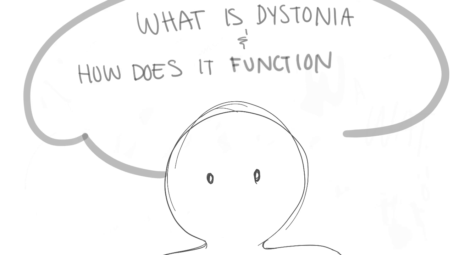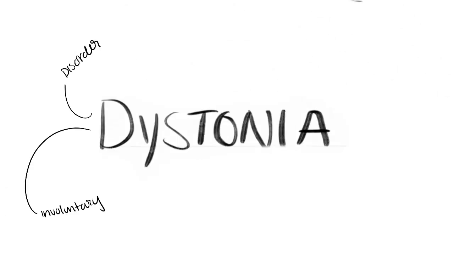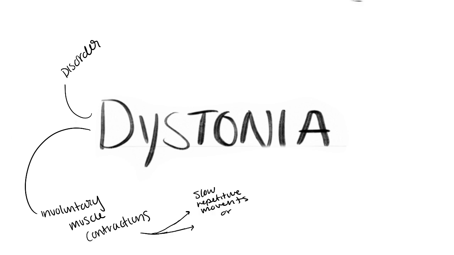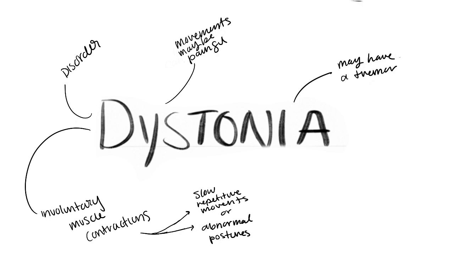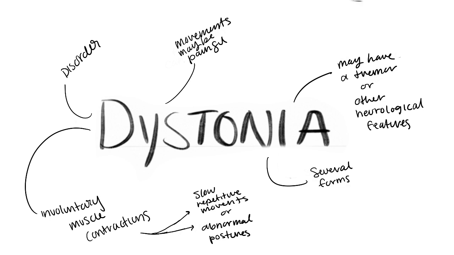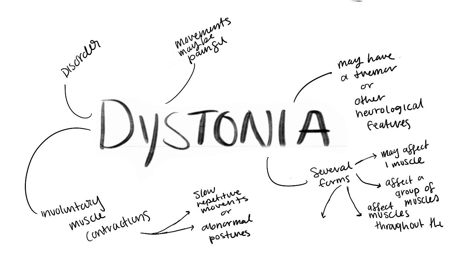What is dystonia and how does it function? Dystonia is a disorder characterized by involuntary muscle contractions that cause slow, repetitive movements or abnormal postures. The movements may be painful, and some individuals with dystonia may have a tremor or other neurological features. There are several different forms of dystonia that may affect only one muscle, groups of muscles, or muscles throughout the body. Some forms of dystonia are genetic, but the cause for the majority of cases is not known.